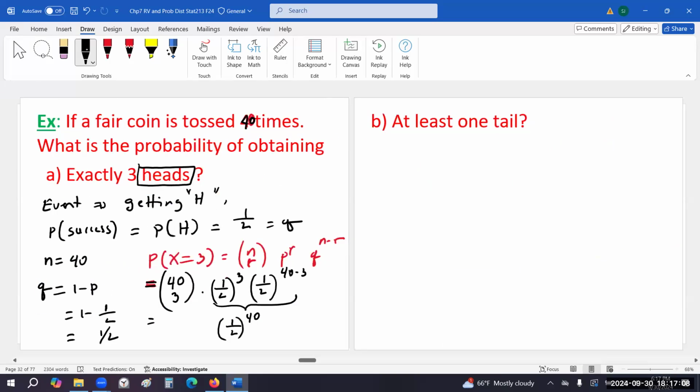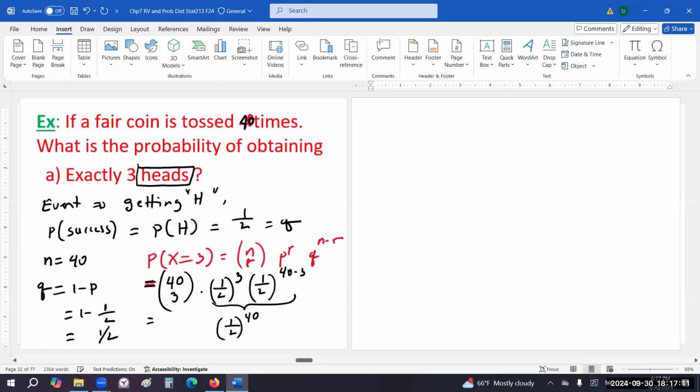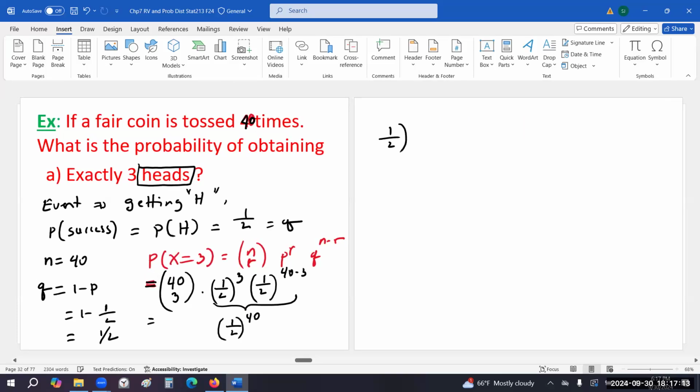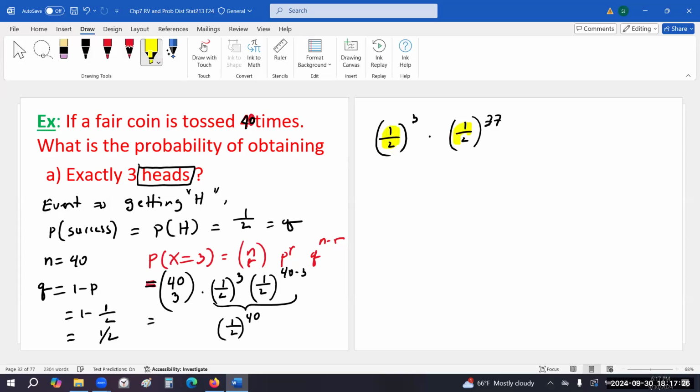You may wonder why. Let me show you why. 1/2 to the 3 and 1/2 to the 40 minus 3, which is 37, right? In multiplication, if you have the same base, the rule says what to do? Keep the base and add the powers. So 1/2 to the power 40. That means all you have to know is what is 40 choose 3.